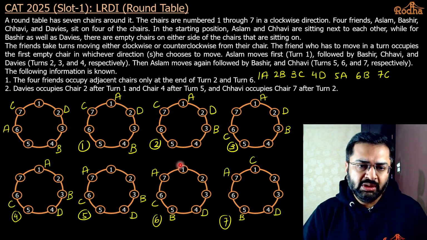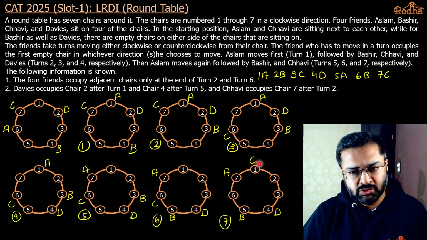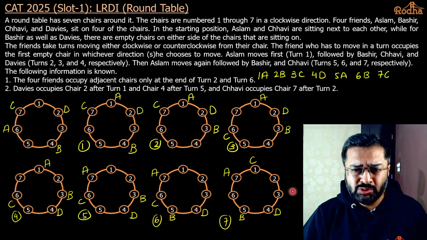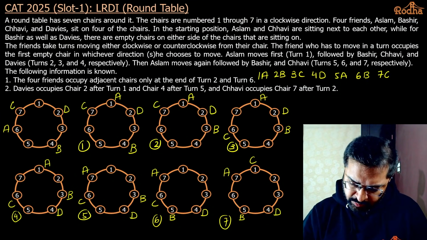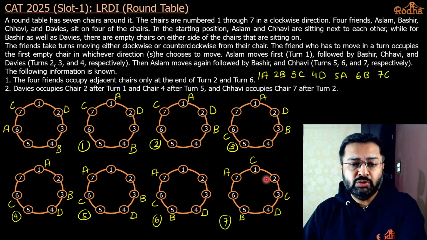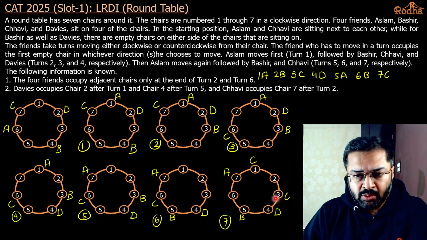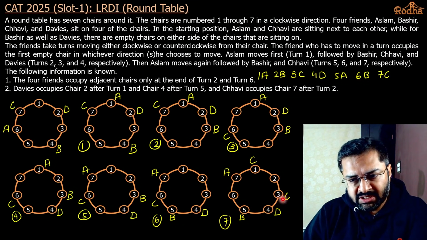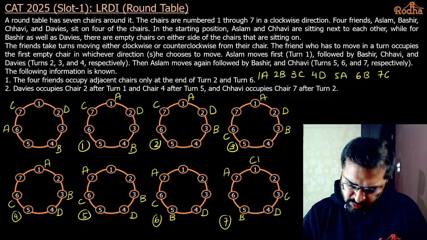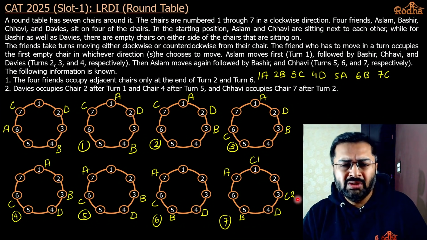Or C from the 6, if C prefers to move in this direction. So C can go here clockwise. So from 6 to 1, this is fine. Or from 6 to this position, this also looks good. I believe both are possible. So C can either go here or here, even if C occupies this 3. So let me just call them this is C1 and this is C2. This is for our understanding only.